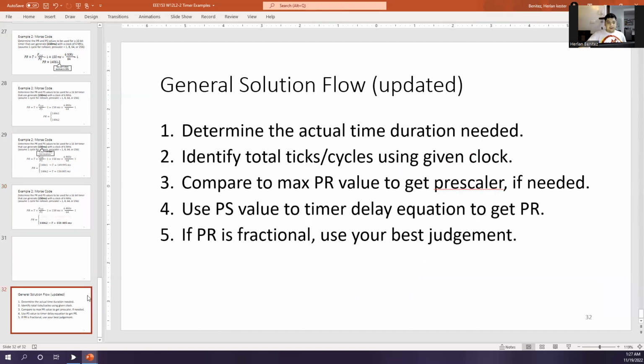Okay, so those are our examples for period register and prescaler value calculations, given yung ating clock frequencies and timer resolutions.